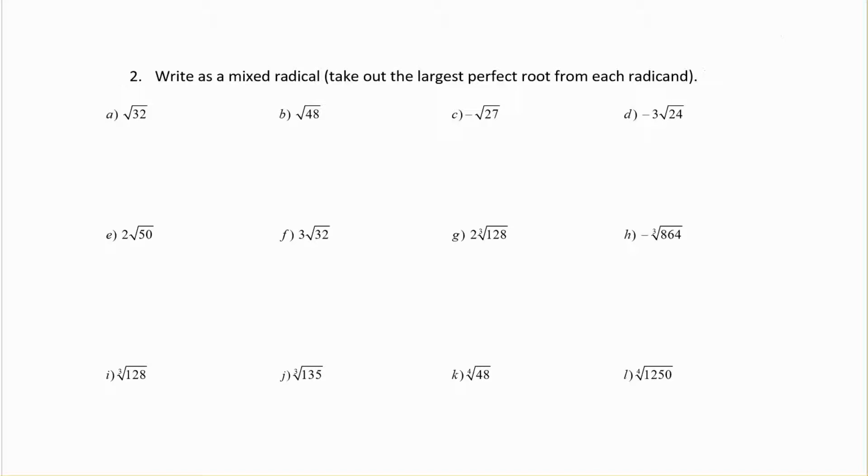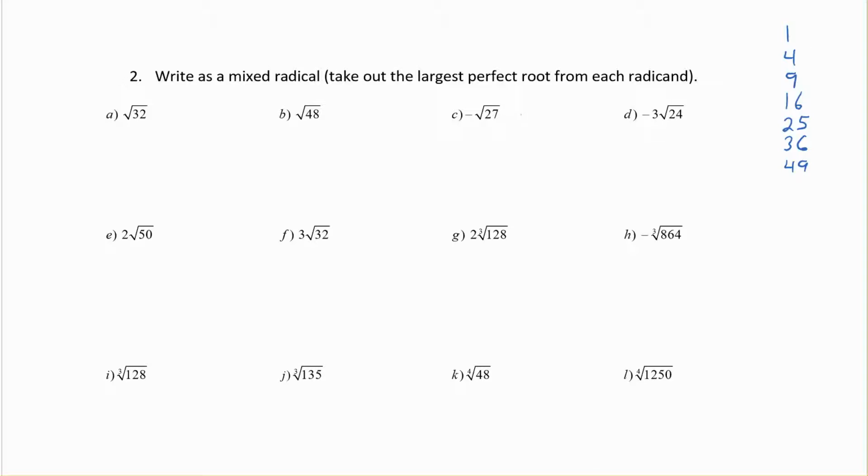My perfect squares are, well, 1 times 1 is 1, so 1's a perfect square. 2 times 2 is 4, so 4 is a perfect square. 3 times 3 is 9, and then 16, 25, 36, 49, and so on. These are the numbers that we're looking for when we're doing this.